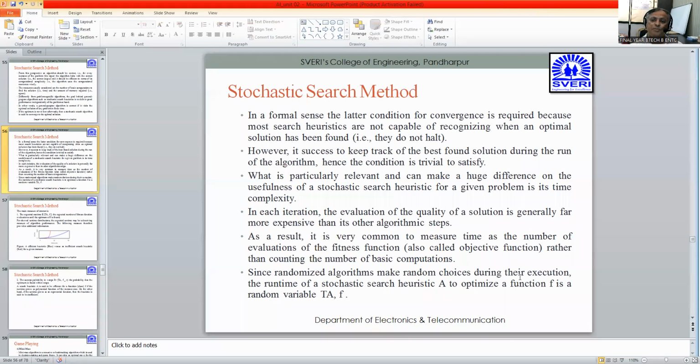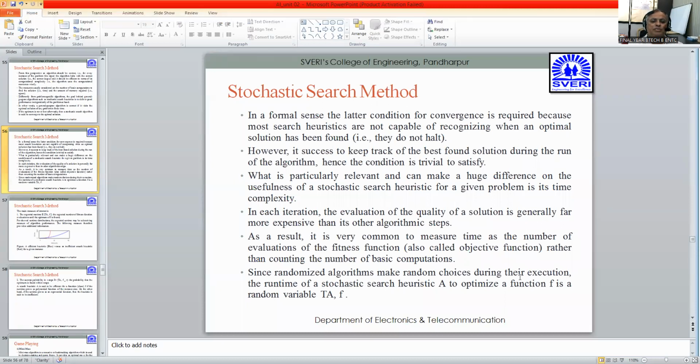So they can keep track of those optimal solutions. What is particularly relevant, and what can make a huge difference to the usefulness of stochastic search, is its time complexity. Obviously there are two factors that come into the picture. So what is the huge difference between stochastic search and the other types of search methods? It is the time complexity, right? Because here we have to achieve it within a finite time.